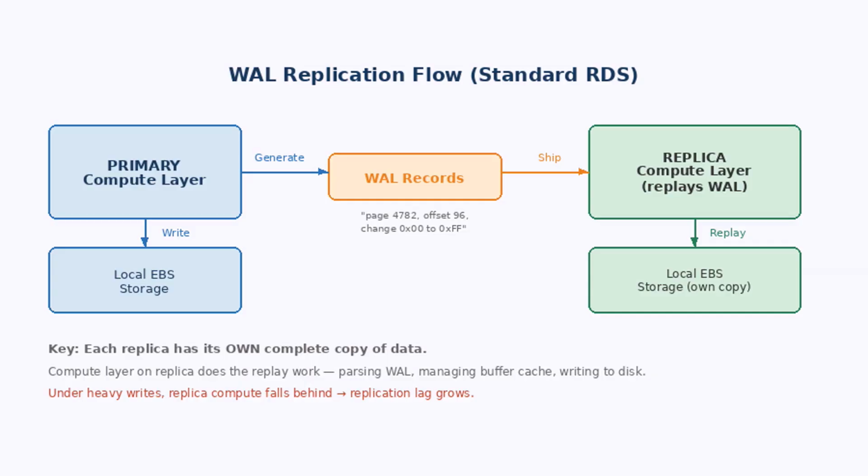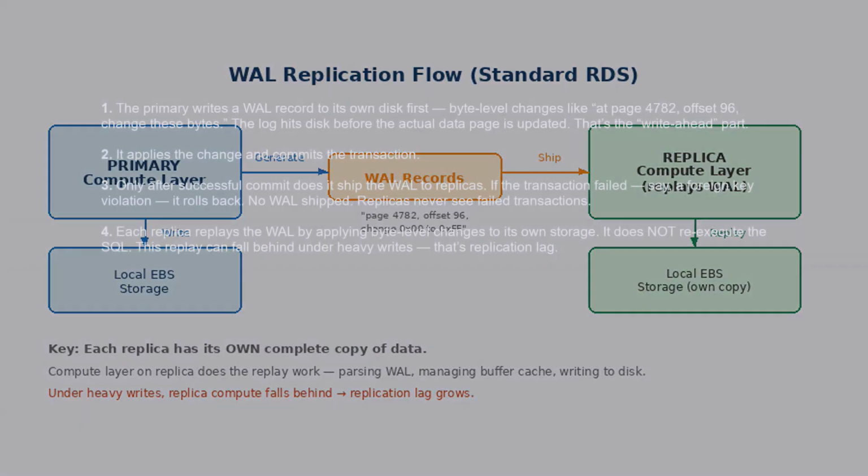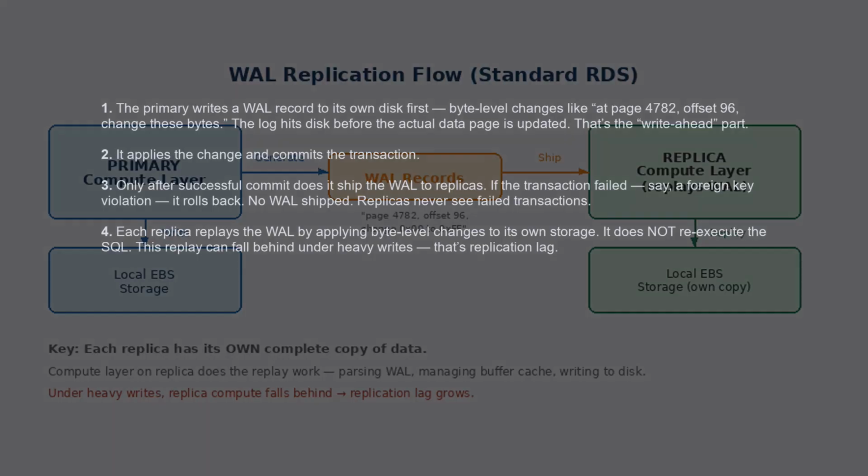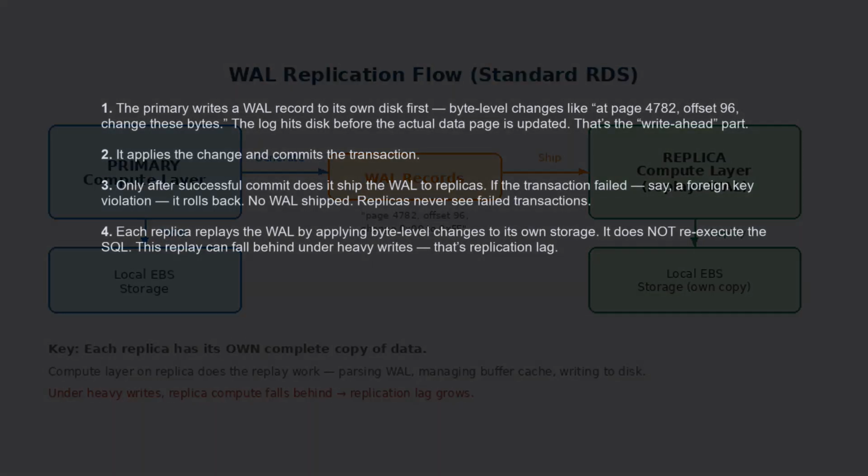The primary streams changes to replicas using write-ahead log, or WAL, replication. The order matters. Step 1. The primary writes a WAL record to its own disk first, byte-level changes. Like at page 4782, offset 96, change these bytes. The log hits disk before the actual data page is updated. That's the write-ahead part.